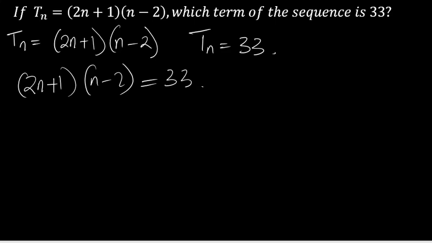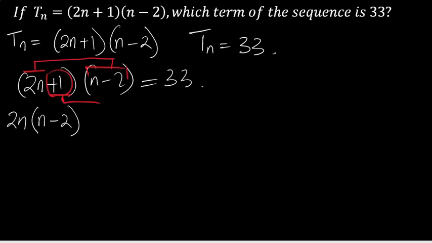Now let's open the bracket. We're going to use this term, this expression, this value here, to multiply the whole of this. So it now means 2n times n minus 2. Now the next one, we use the whole of this, multiply the whole of this again. So we're going to have plus 1 times n minus 2 equal to 33. So that's the way to solve it.